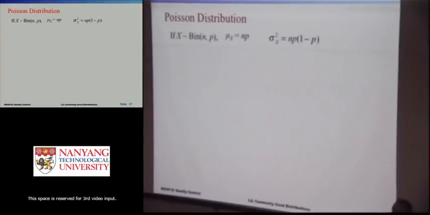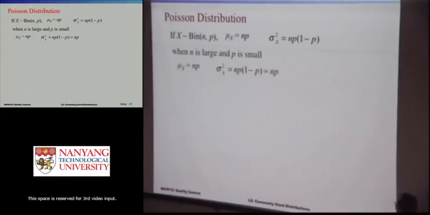If p is very small compared to 1, we can approximate 1 minus p as 1, right? For example, if p is 0.000001, definitely we can see this equals 1, right? If this is the case, we get the average equals np. The variance equals np. We just need one parameter, the product of the number of trials and its successful probability. We just need this one parameter, and we can describe this distribution.